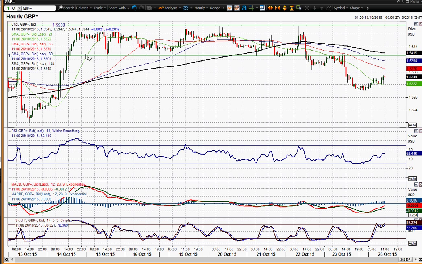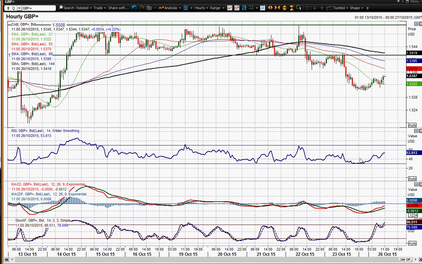But obviously the big resistance comes in around that 54.15 mark, which was the old support of this range floor that became the resistance. So that is your big resistance that we struggle to get through.